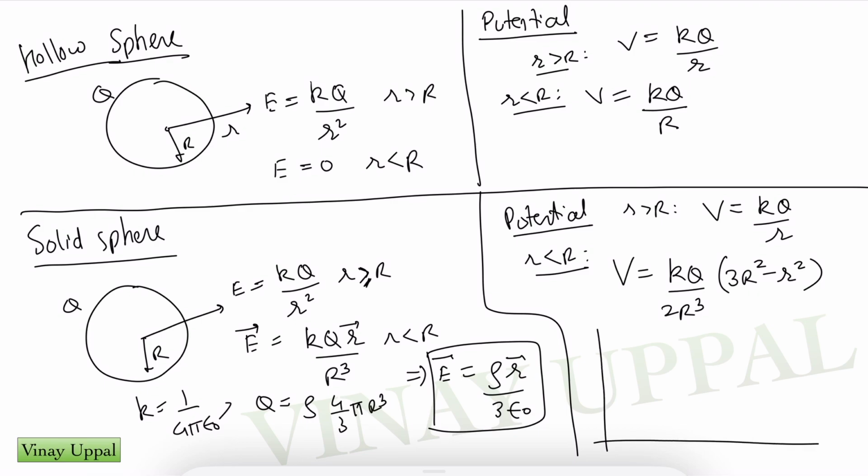If I were to just plot the potential for a solid sphere, you can see at r equal to 0, the potential is 3kq by 2R, and it's a quadratic with a negative coefficient of r squared. So the parabola will be mouth downwards up till R, and then for r greater than R, the potential is inversely proportional to r, so that will be a hyperbola. So this is the way the potential will look for a uniformly charged sphere.